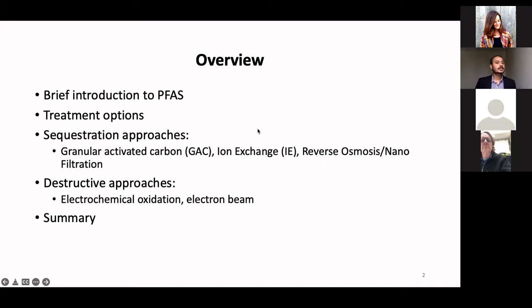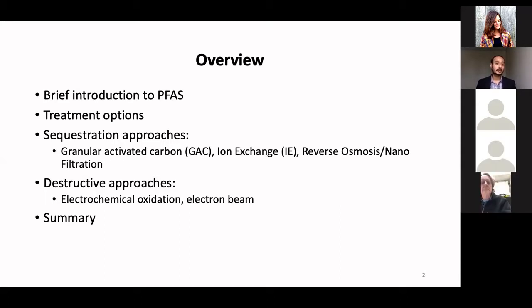Quick overview of the presentation. I'll be giving a very brief introduction to PFAS and then talk a little bit more about the currently available treatment options, more specifically on the water treatment side. There are two main categories of treatment options. One is sequestration approaches that includes granular activated carbon, ion exchange treatment, and also membrane filtrations like reverse osmosis. That would be the major chunk of today's presentation because many of the studies are focused on those approaches for PFAS treatment.